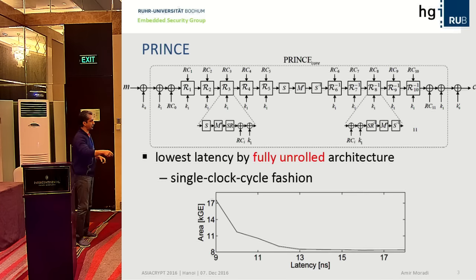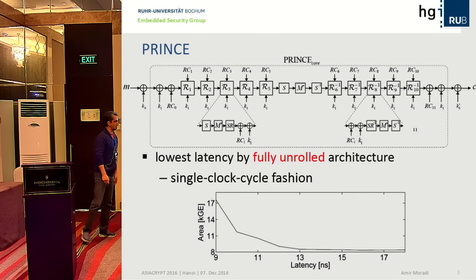This is a graph here. You can get an idea about how fast or how slow this implementation is. If you want a very fast implementation, the minimum for Prince in the technology that we consider is 9 nanoseconds, and you end up with roughly more than 17,000 gate equivalents. If you want a smaller implementation, around 9,000 gate equivalents, you reach around 13 nanoseconds.